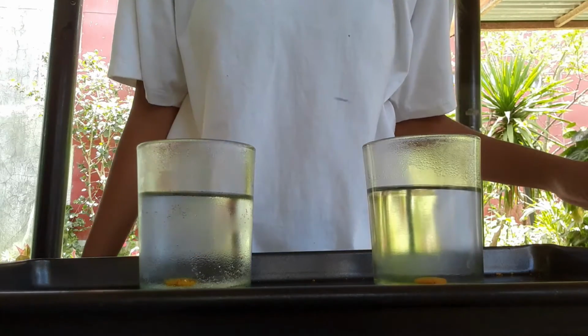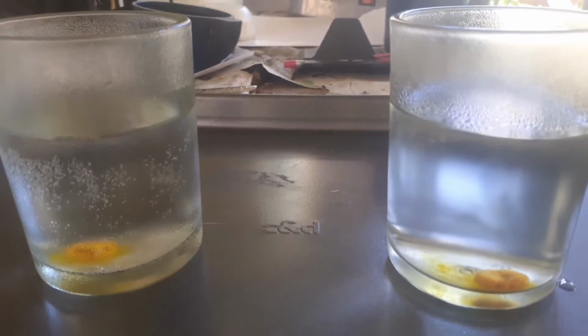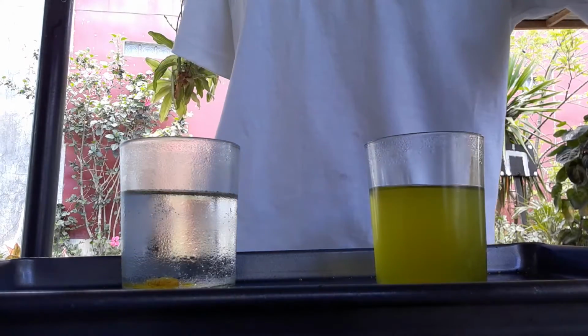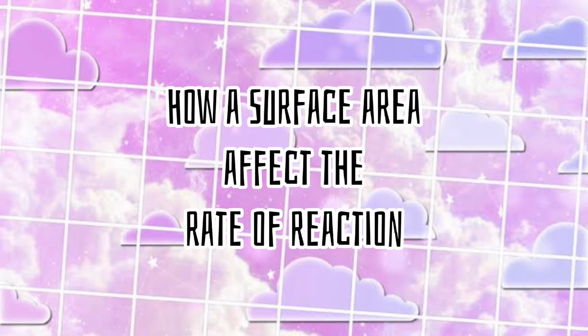You see how the cold water and the hot water reacted with the vitamin C tablet. The cold water is still reacting while the hot water is almost finished. The higher the temperature, the faster the rate of reaction. The third one is how surface area affects the rate of reaction.